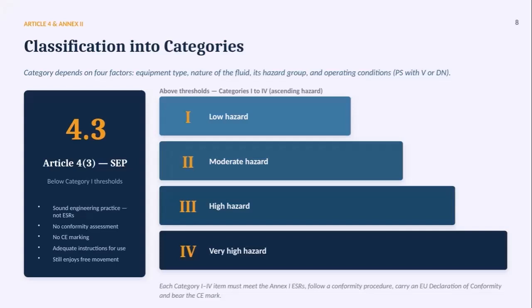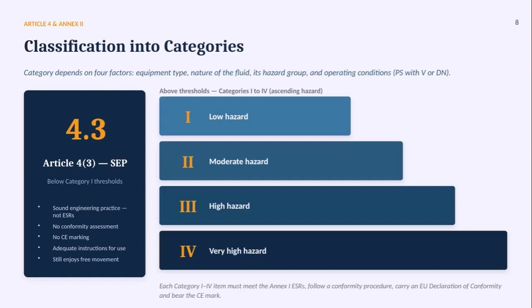This slide focuses on Article 4 and Annex 2, which deal with the classification of equipment into categories based on certain criteria. There are 8 categories, and the classification depends on 4 main factors: the type of equipment, the nature of the fluid involved, the hazard group it belongs to, and the operating conditions, specifically the product of pressure and volume or diameter.